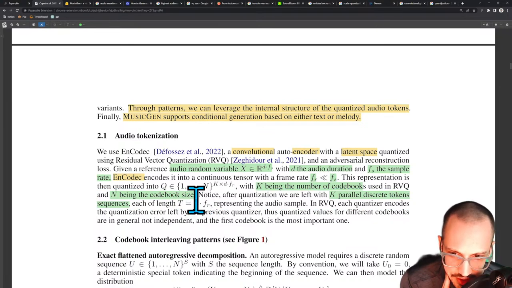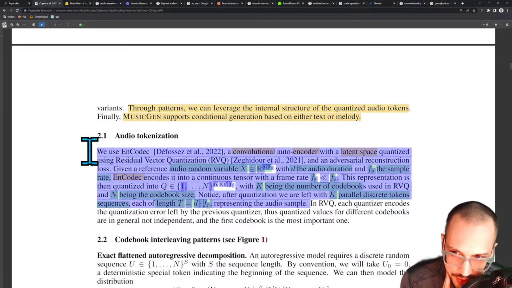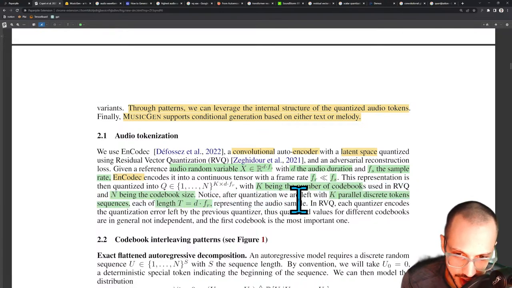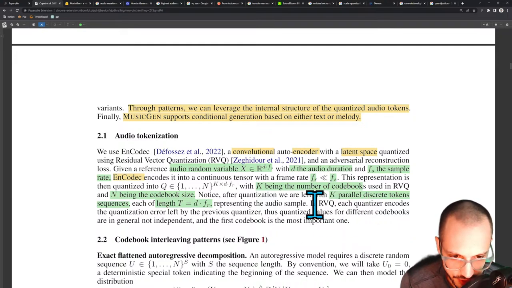Each of length T equals D times FR. So the total length of the sequence is basically the duration of audio in seconds times the new frame rate FR, which is basically the result of this Encodec encoder. So it's going to be significantly less than 32,000. And that represents the audio sample. So after this little thing here, they've basically managed to convert a very high resolution audio sample into a sequence of tokens, which is perfect because that's what transformers want, right? Transformers want a manageable little sequence of tokens.